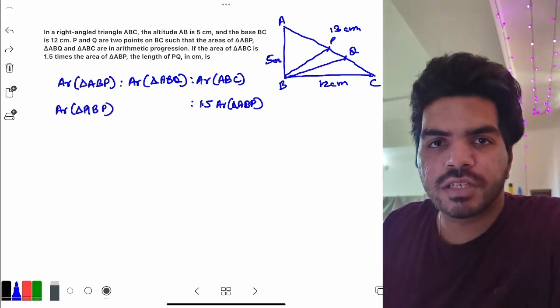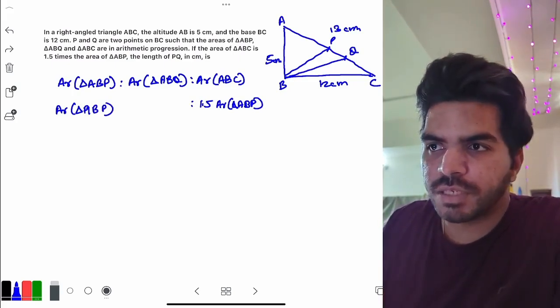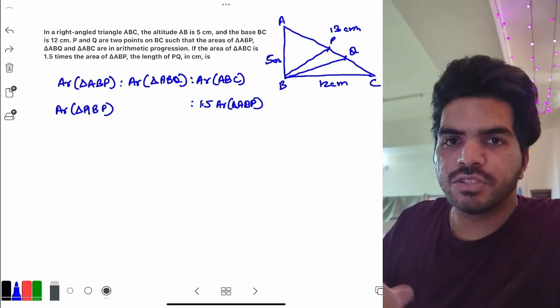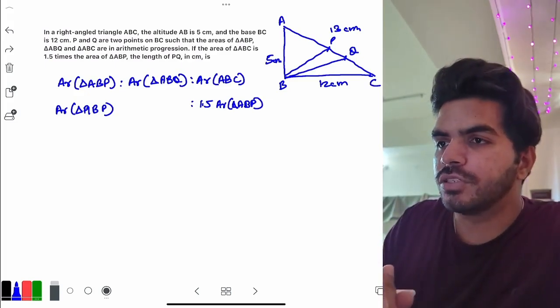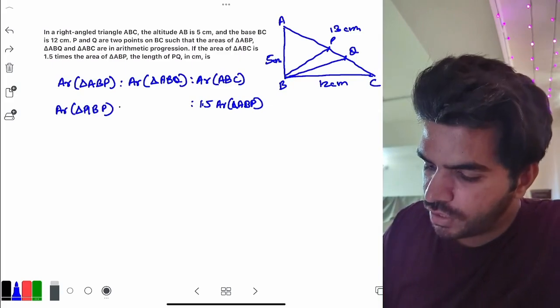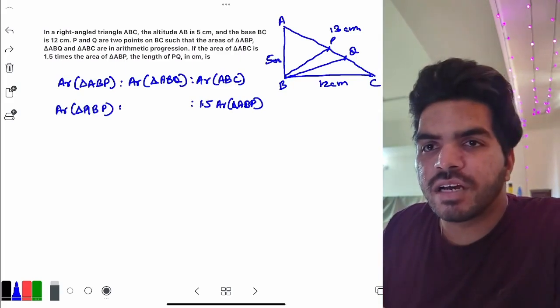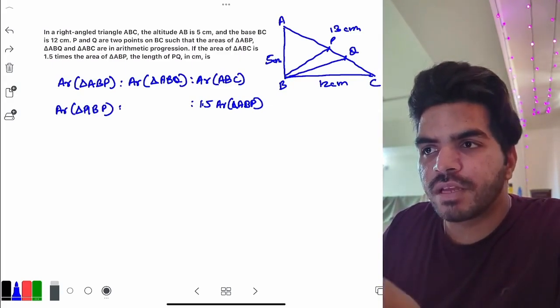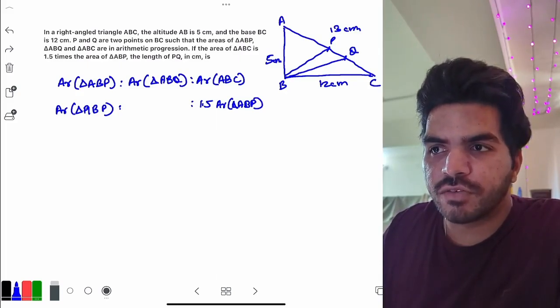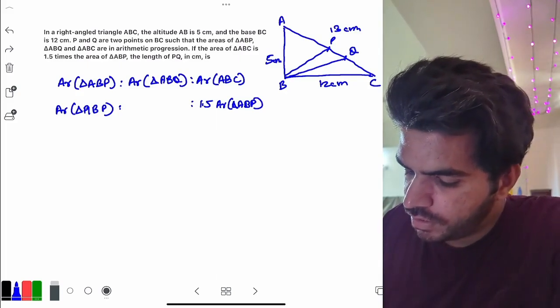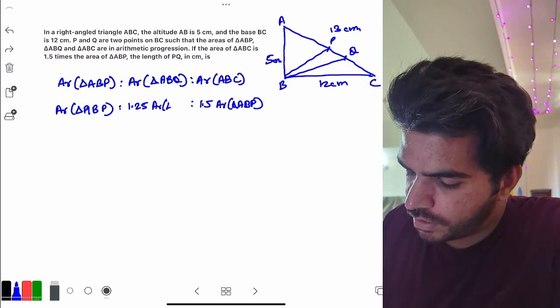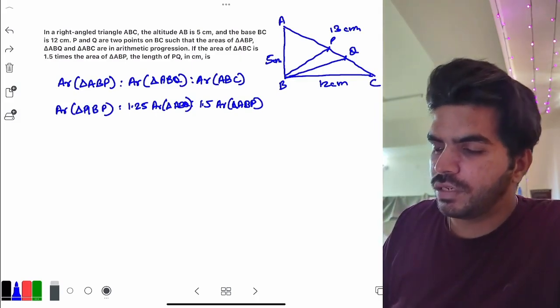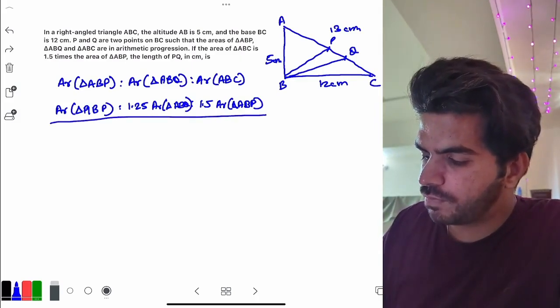Now using the condition that the areas are in arithmetic progression, we can simply deduce that area of triangle ABQ will be 1.25 times the area of triangle ABP. So 1.25 area triangle ABQ. Now we have this relationship.